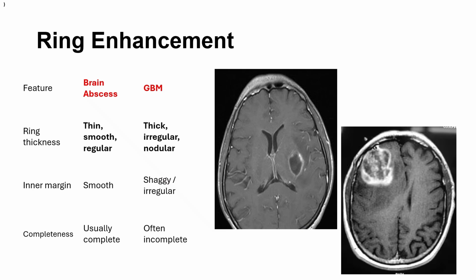Ring enhancement pattern. Look at the ring very carefully. If it's thin, regular and uniform and the inner margin is smooth, then this is the abscess, as we can see in this image. And if it's irregular, nodular and with a saggy inner margin, as we can see in this image, this is the GBM. The abscess shows complete ring enhancement, whereas the GBM can be complete or incomplete. Both types can be seen in GBM.